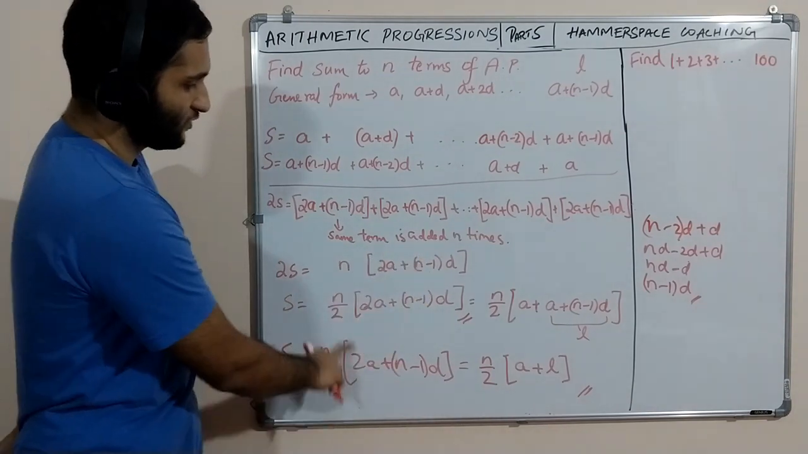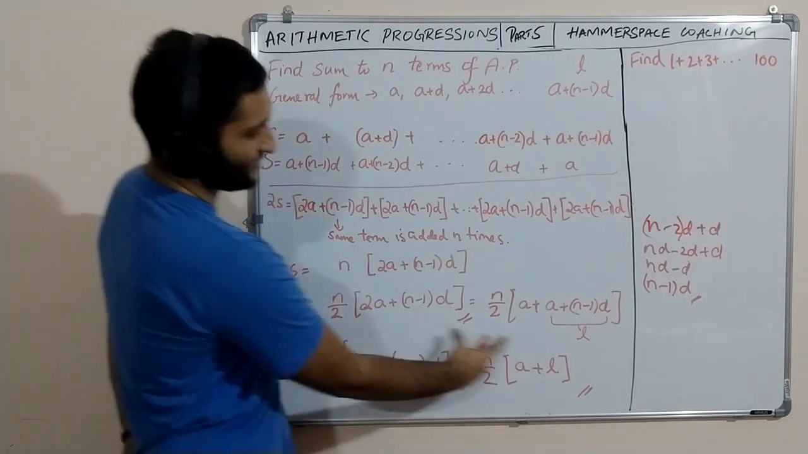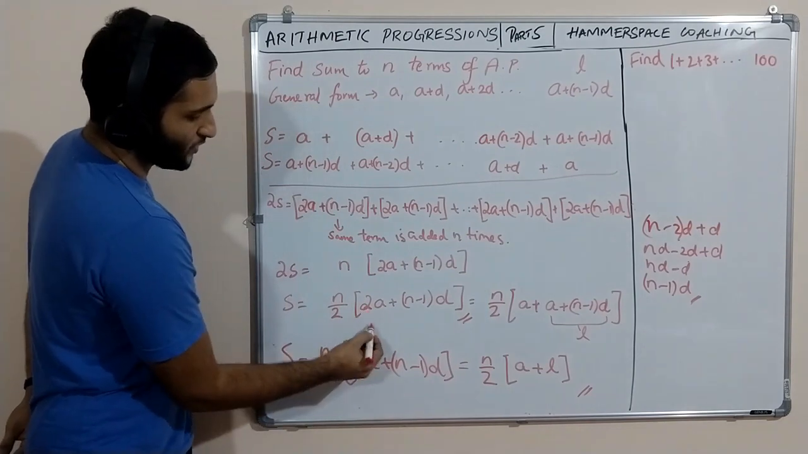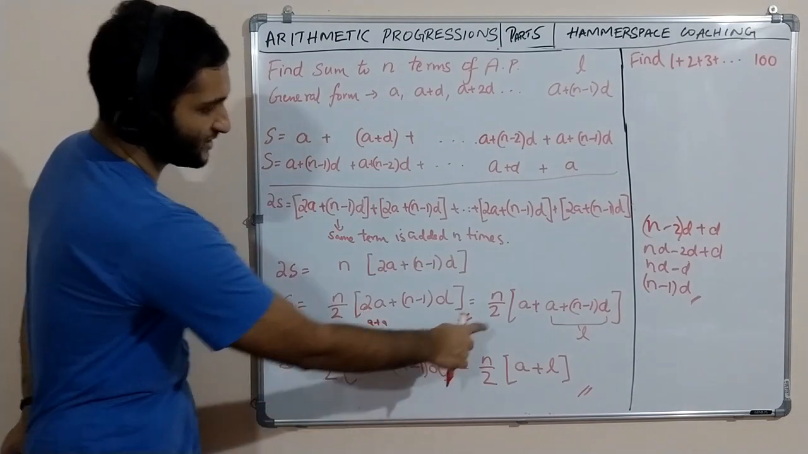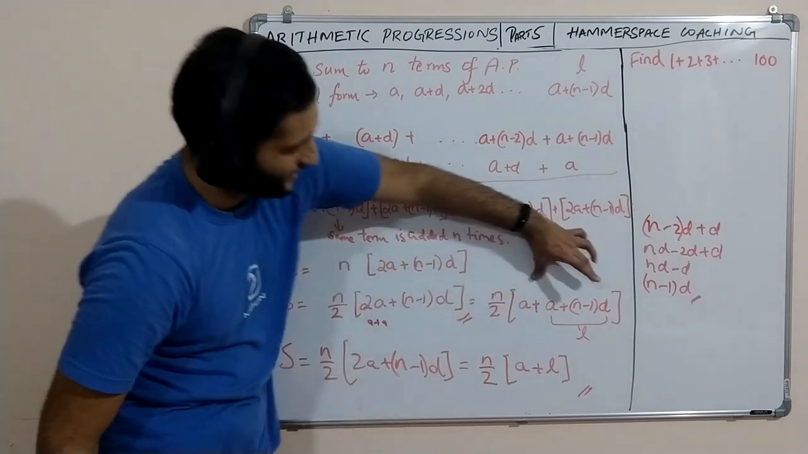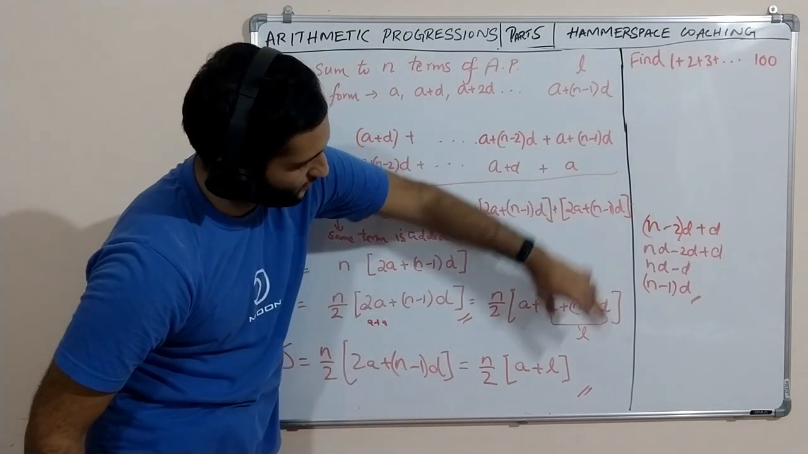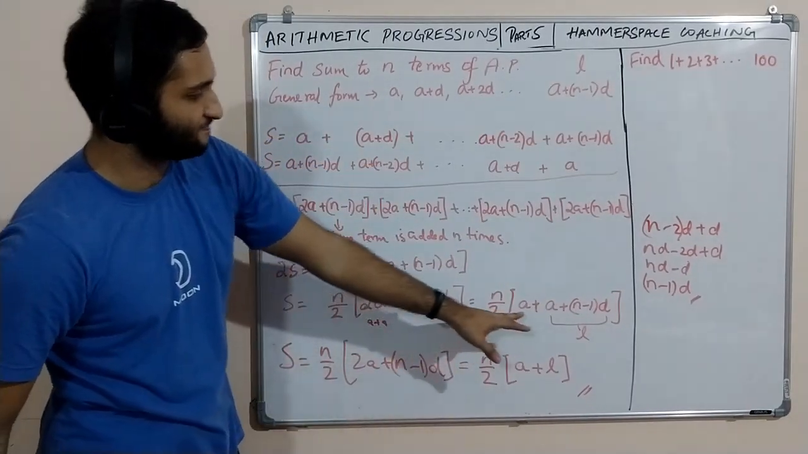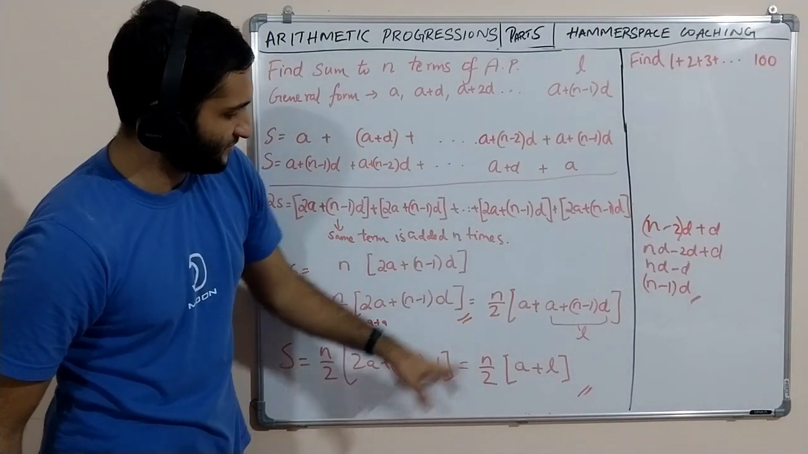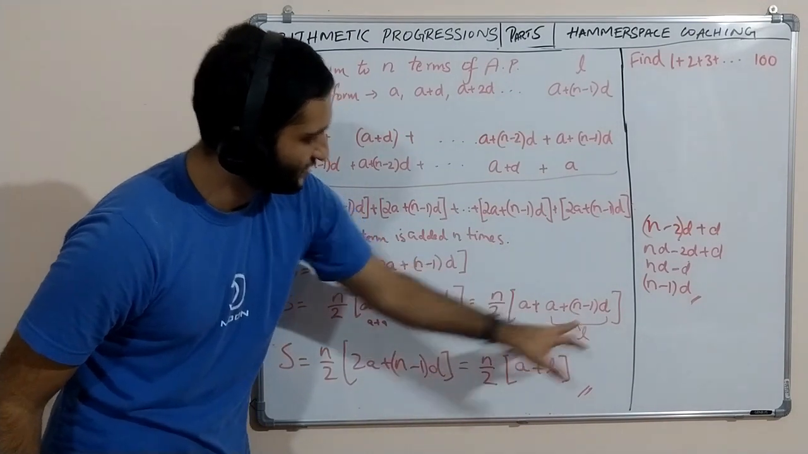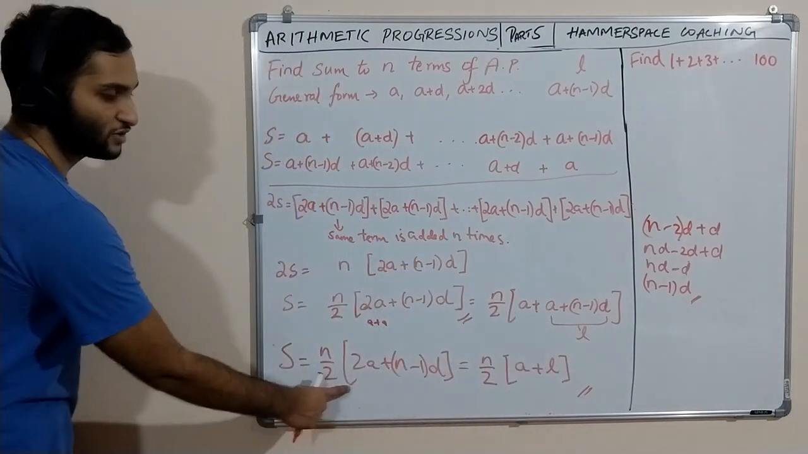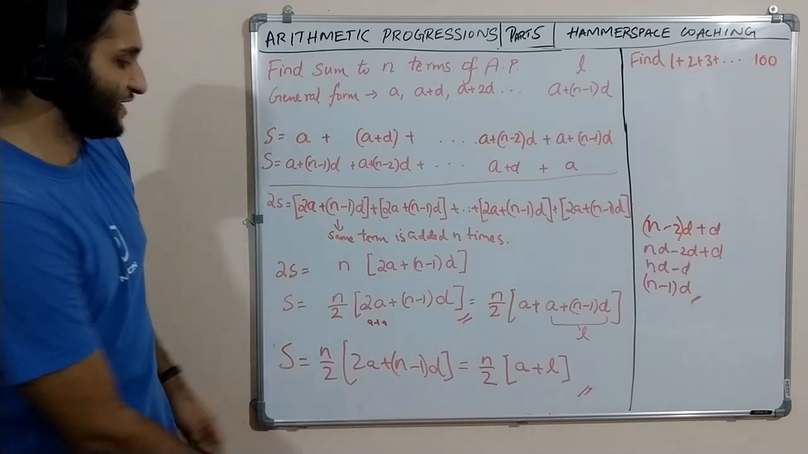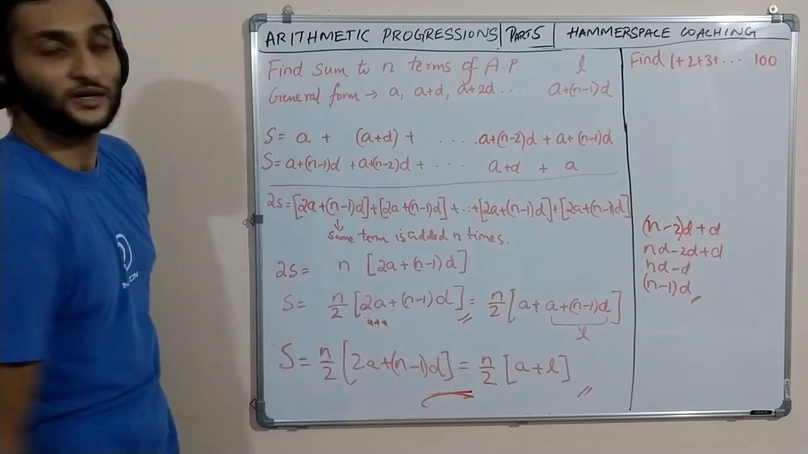This is the derivation. Now let's write this one as a plus n minus 1 into d, because it is 2a. 2a can be written as a plus a, which I have written. Now you can write this one, a plus n minus 1 into d, as L, because I have a plus n minus 1 d equal to L. So I can write the same as n by 2, a plus L. Both formulas you can use, depending upon the question. So this is the derivation of the sum of n terms of an AP.